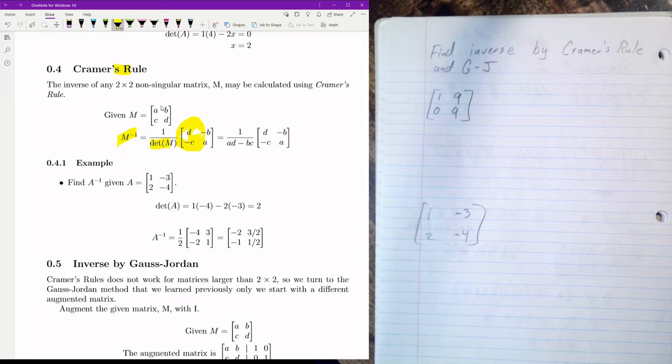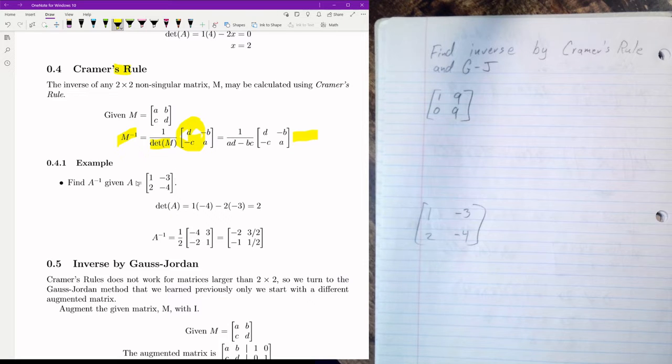So what you do is you take your original matrix, you switch the A and the D, and you negate the B and the C. So here you go: 1 over the determinant, you switch the A and the D, you negate the B and the C. Okay?